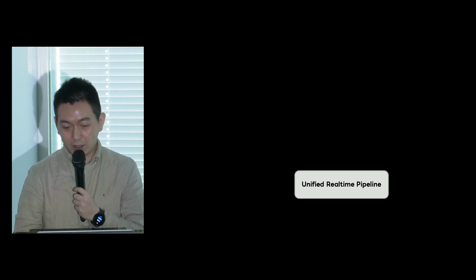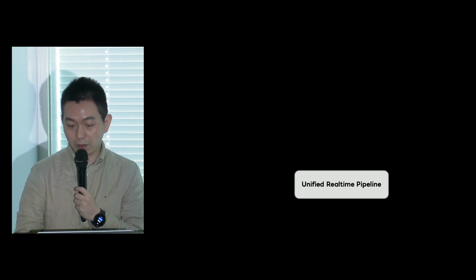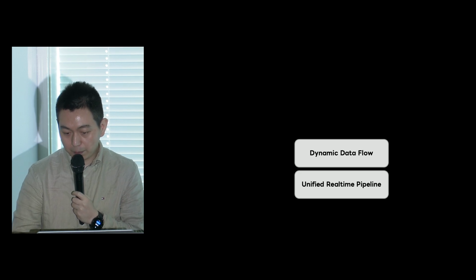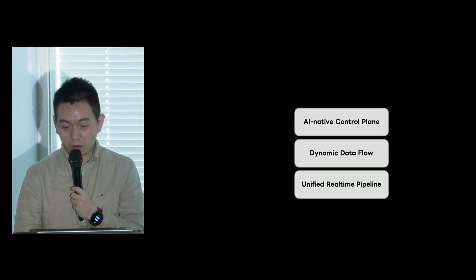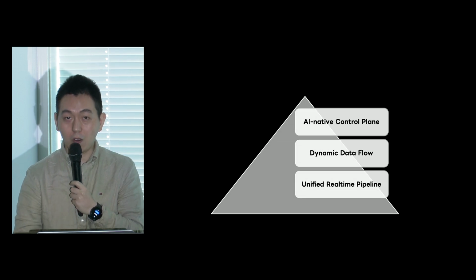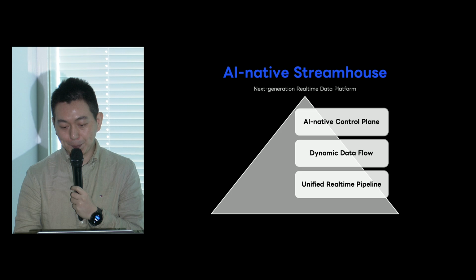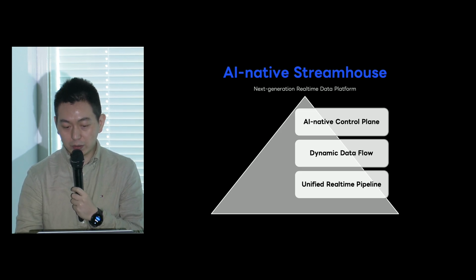Now let's recap. We introduced unified real-time data pipeline as the core of Streamhouse. Then we discussed dynamic data flow. Building on this, we thought about the AI native control plane. So what do you get if you combine them all? We call it the AI native Streamhouse. We look forward to it becoming the next generation real-time data platform. It not only supports real-time pipeline execution, but also autonomous pipeline orchestration.